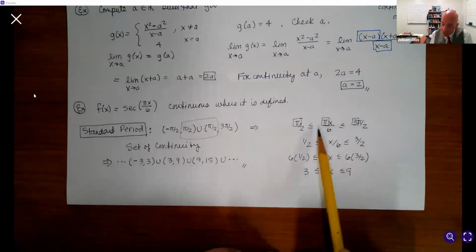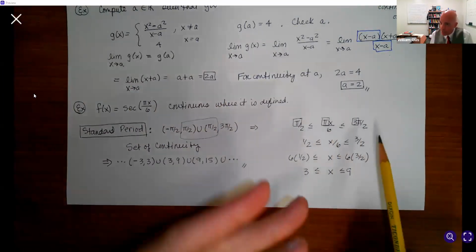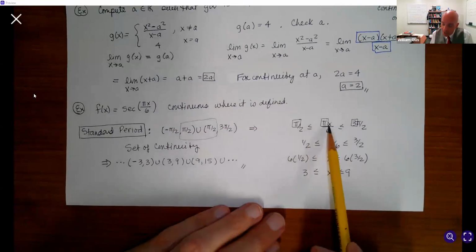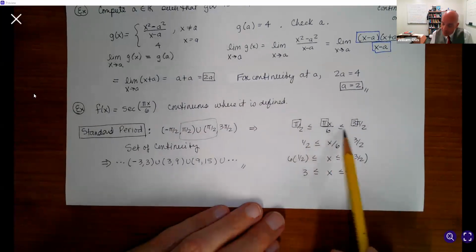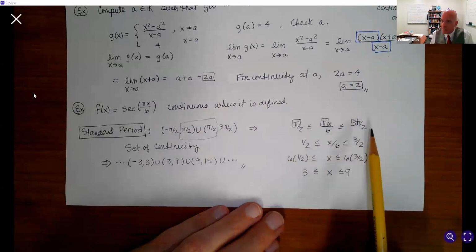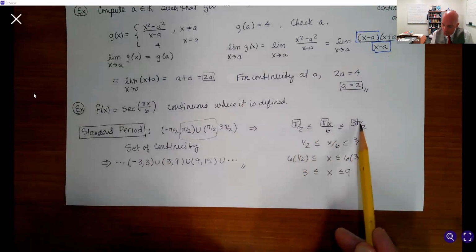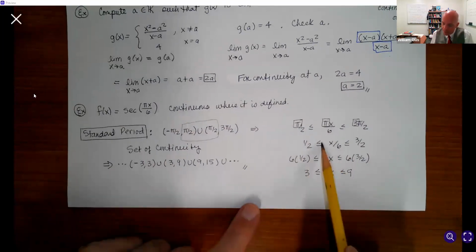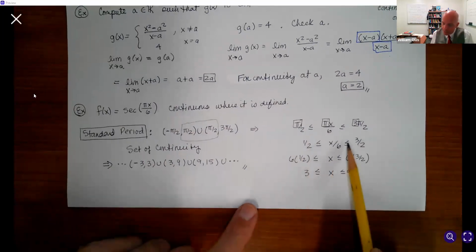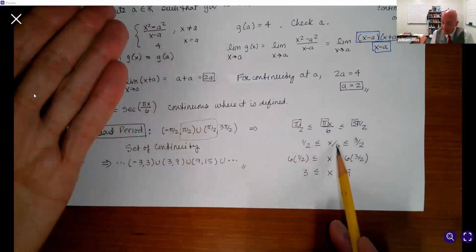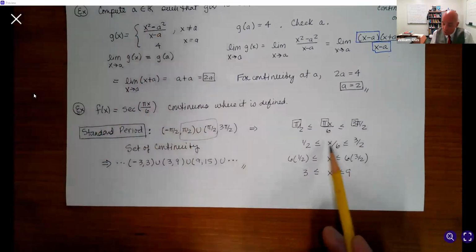So now we can just do this using simple math. We're going to say pi over 2 is less than or equal to pi over 6 times x less than or equal to 3 pi over 2, instead of just doing it piecemeal. And then, of course, the pi's cancel. So you have 1/2 less than or equal to x over 6 less than or equal to 3/2. And now, of course, you just want to isolate the x, right? So multiply by 6.